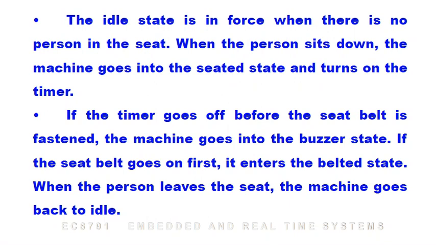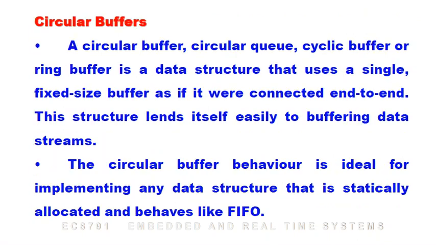The idle state is in force when there is no person in the seat. When the person sits down, the machine goes into the seated state and turns on the timer. If the timer goes off before the seat belt is fastened, the machine goes into the buzzer state. If the seat belt goes on first, it enters the belted state. When the person leaves the seat, the machine goes back to idle.